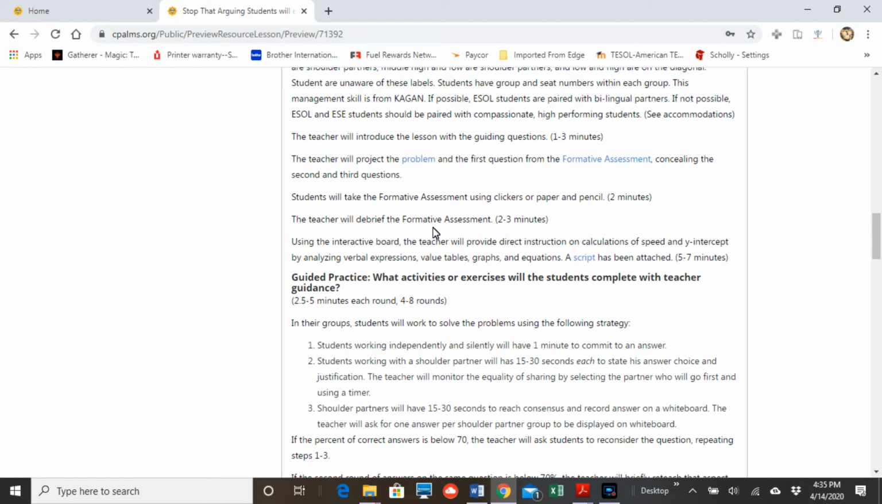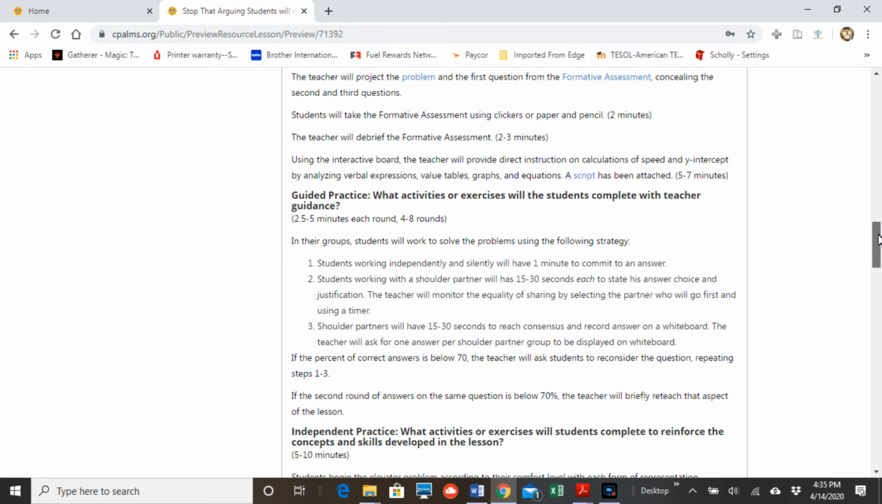And then the teacher will debrief the formative assessment. So you're going to talk about the assessment itself. And then use the interactive board. The teacher will provide direct instruction on calculations of speed and y-intercept by analyzing verbal expressions. So a script has been attached. So you can click on this and look at the script.